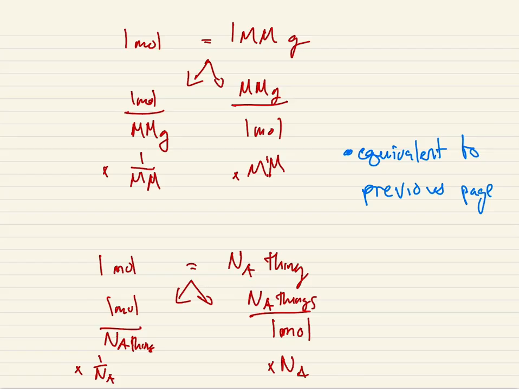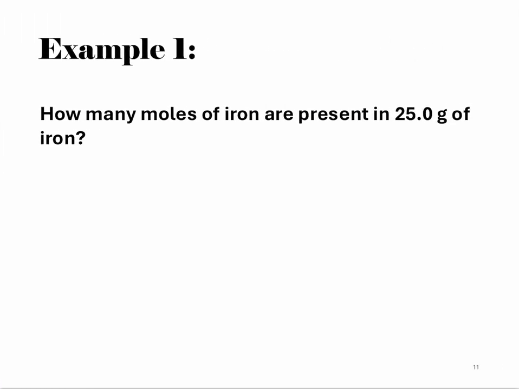All right, so let's apply it then. How many moles of iron are present in 25 grams of iron? The chemical formula for iron is just Fe. It's just a single atom. And you're given the mass that you have. So you're starting from what value, and you want to convert it to what? You want to go from grams to moles, because it's asking how many moles of iron you have.